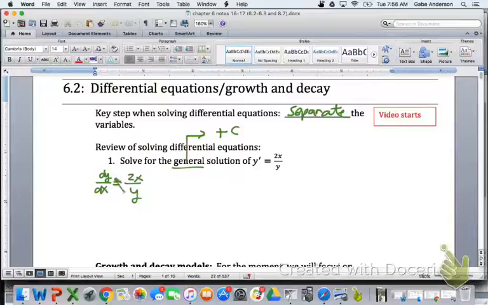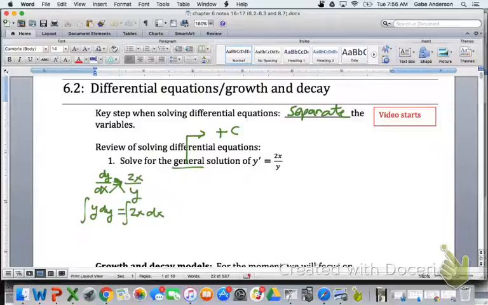So I'm just going to multiply like this. So it's going to give me y times dy equals 2x dx. And I can see now that the variables are separated. All the y's are on one side and all of the x's are on the other side. Once I've done that, I can find the antiderivatives or the integrals. So I'm going to anti-differentiate both sides.